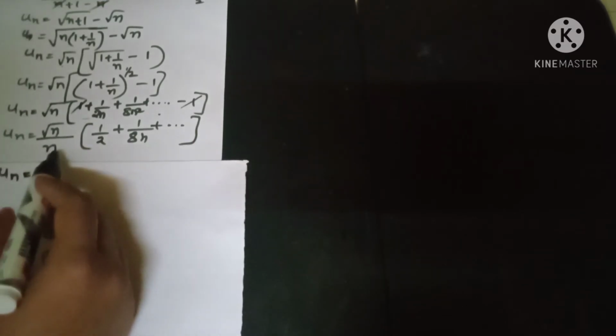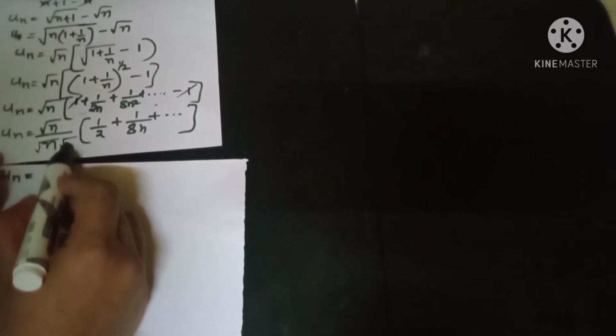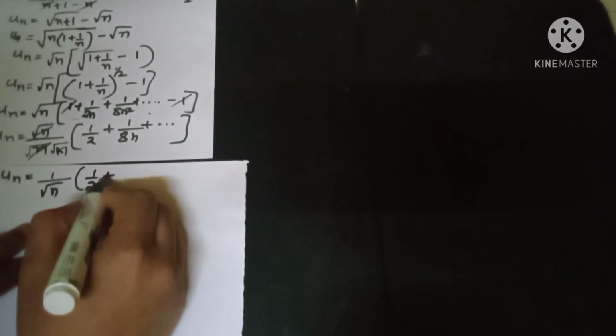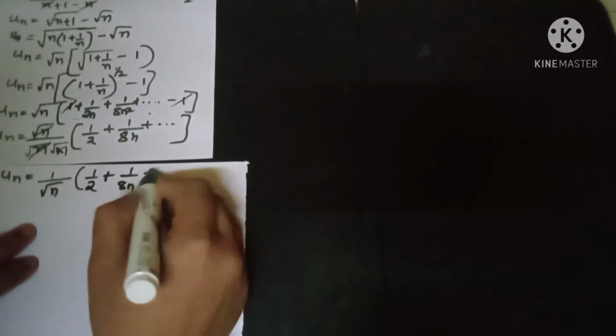So that will be un is equal to, if I write n as root n into root n, so root n cancels, 1 by root n, 1 by 2 plus 1 by 8n plus etc.